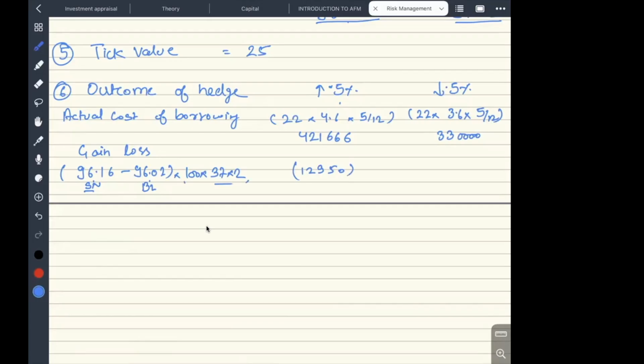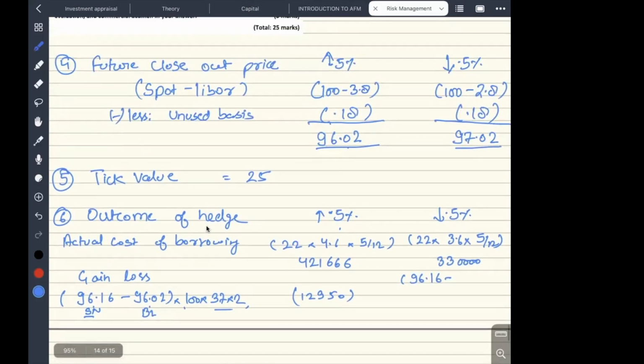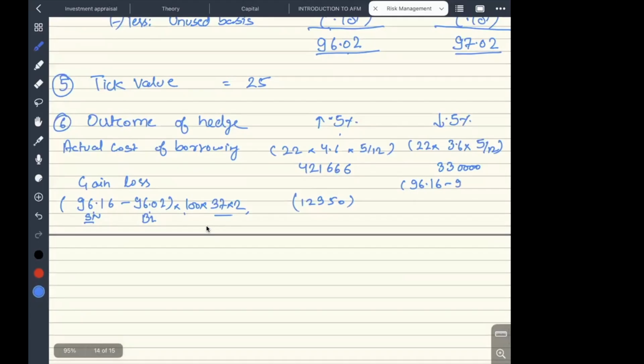Now over here, these things will remain the same. Just one change: 96.16 minus future closeout price, which is 97.02. Now think for a while. Sell now, buy later. I am selling at this price and buying at this. Sir, I'm going to make a loss. Correct? Multiply by 100, multiply by 37, multiplied by 25. That will give me the loss.